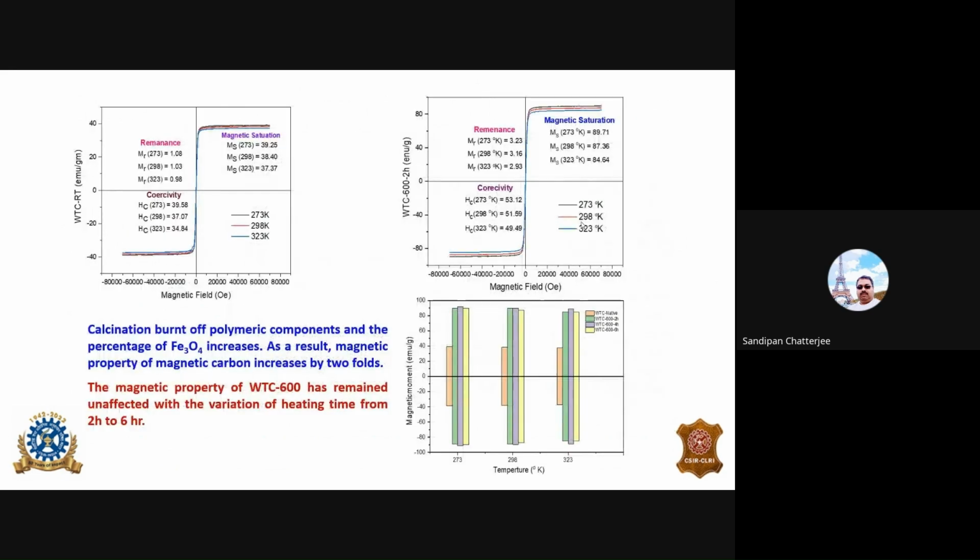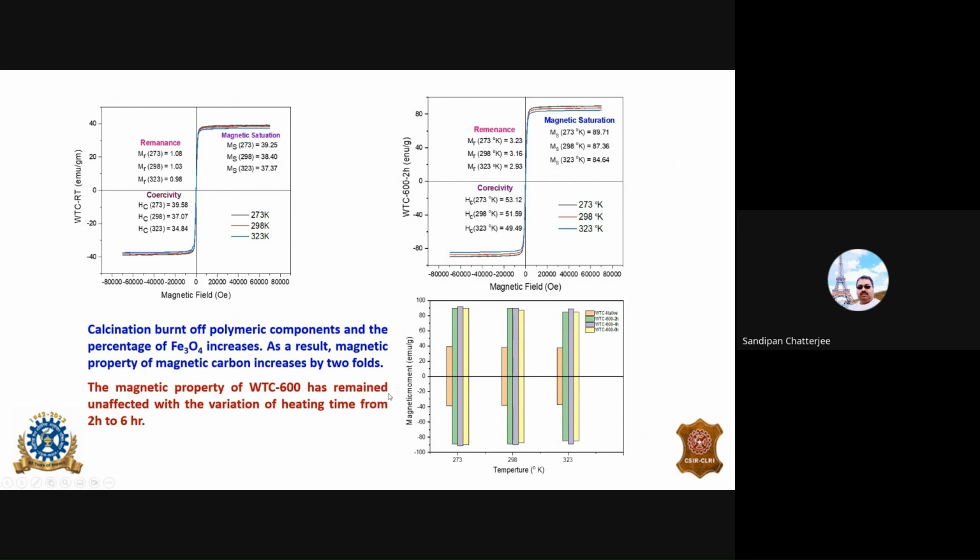Then we have done the VSM study. This is the vibrating sample magnetometer study, to study their magnetic property. You can see that before calcination, the native one has a magnetic property of -40 to +40, but after calcination its magnetic property increased more than twofold, which is quite expected because breaking down or burning of the polymeric component increases the Fe3O4 concentration, and so does the magnetic property.